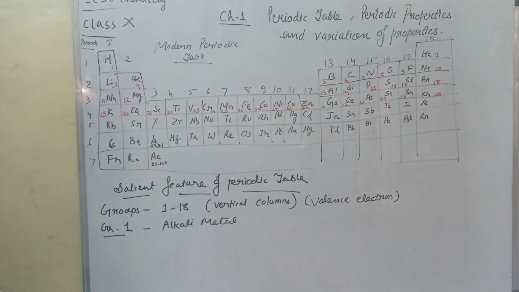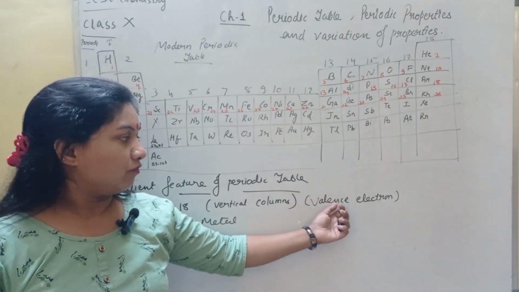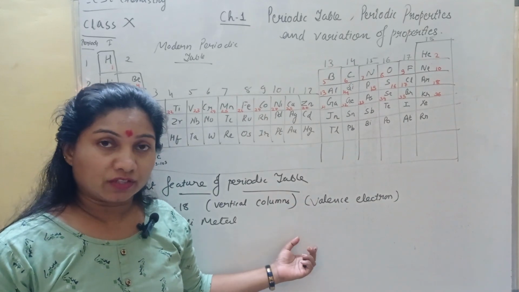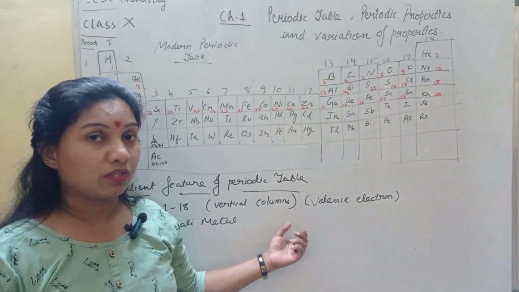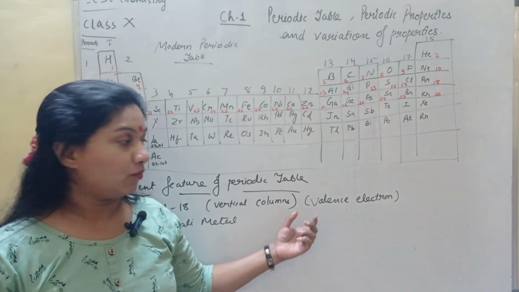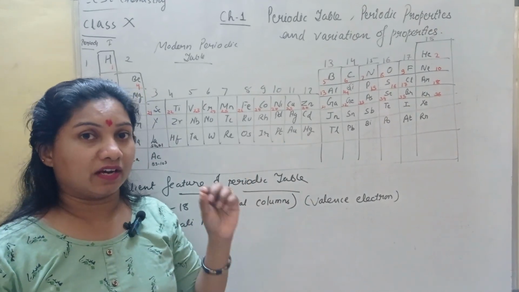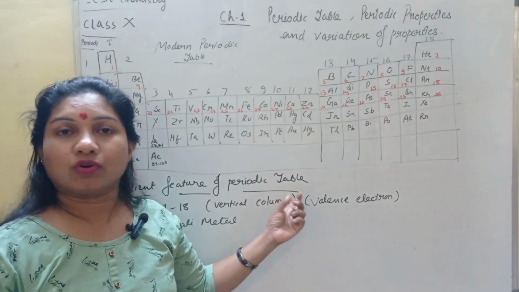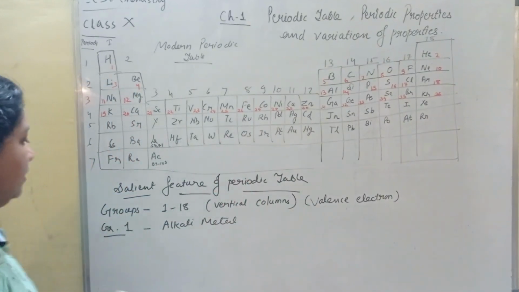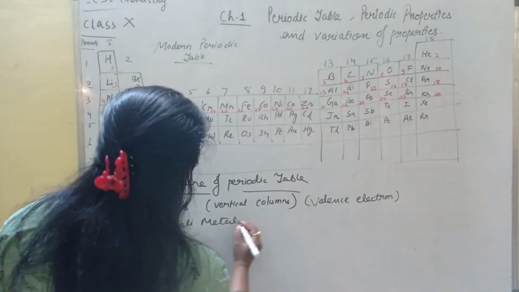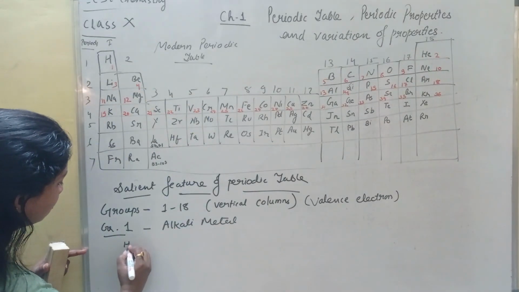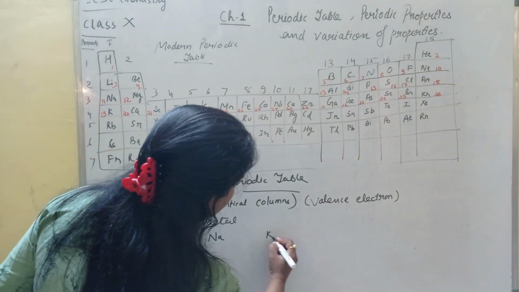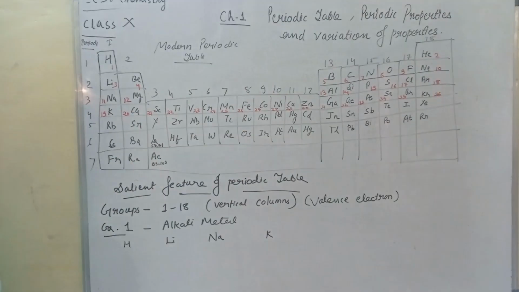Now we got a new term again, valence electron. Valence electron is the number of electrons present in the outermost shell. Whatever electrons are present in the outermost shell, that is the valency or the valence electron of that particular element. For example, alkali metals, I'll write one by one: hydrogen, lithium, sodium, potassium. This much is sufficient.